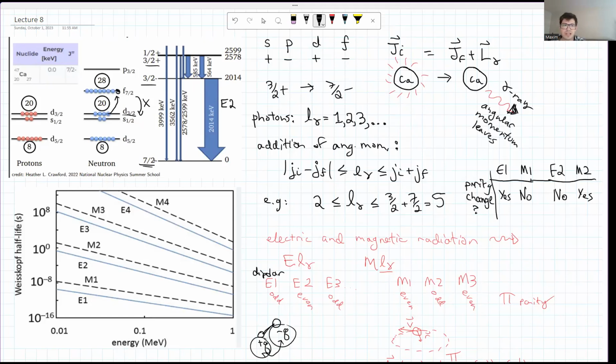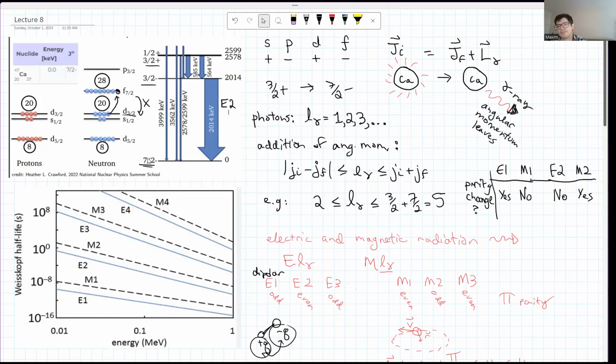And M2 is less likely, so that's why we probably will not see something like a 3/2 plus to a 7/2 minus, because that would require at least angular momentum 2 and a parity change, which would mean it could either be an M2 or maybe an E3, right? It can't be E1 or M1 because we know that it's bounded by 2. So that gives us a little bit of a hint on why we don't see that kind of transition.